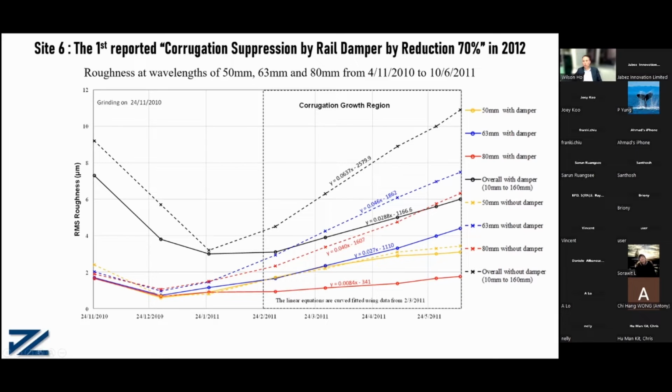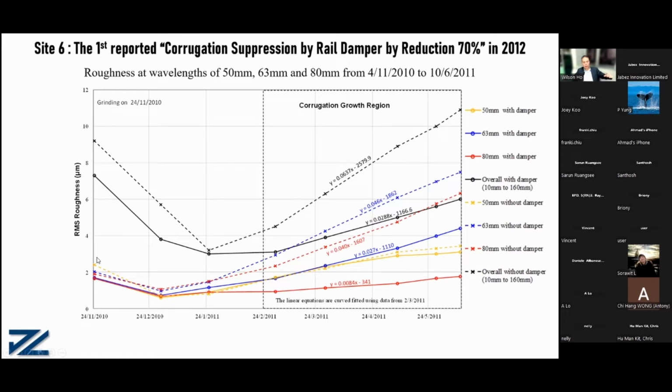If we measure the overall corrugations, including 10 mm, 12.5 millimeter, 16 millimeter, up to 160 millimeter, all corrugation together, they have a baseline. The baseline is like this without damper. With damper, we can see that after the grinding, the roughness is not the best. It takes another month to achieve the best smooth wheel. The train operation actually smooths the wheel, makes the wheel more smooth.